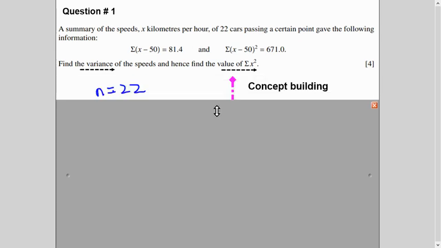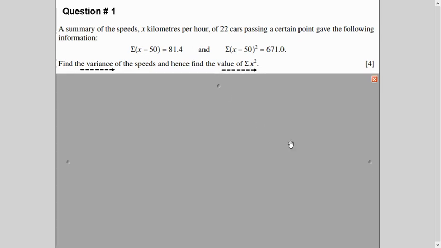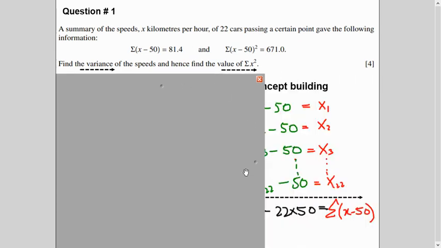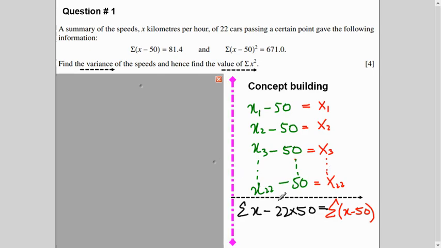So now let's see the question here. What I was explaining, let me illustrate it to you with the help of a diagram. Suppose there are 22 cars, and the speeds of the 22 cars are x1, x2, x3, and so on. If you add up all these speeds, you will get sigma x, because x represents the original data of the speed of the car. Then from each speed, you subtracted 50, right?